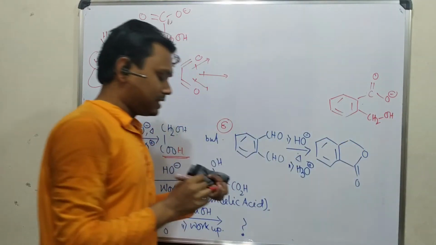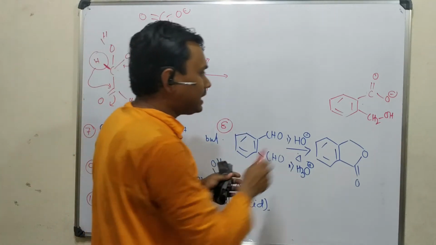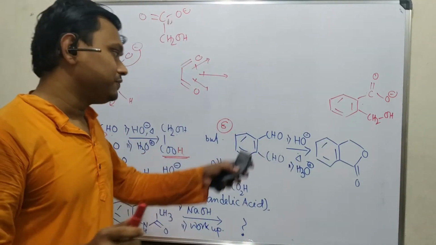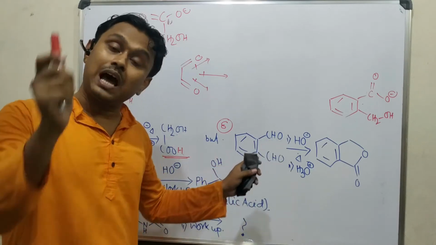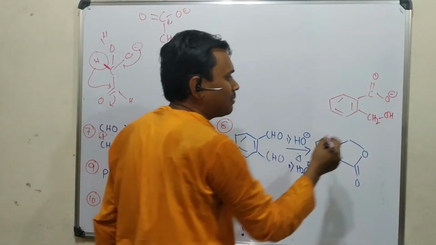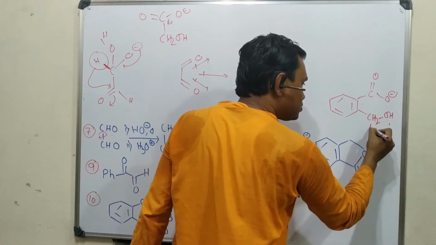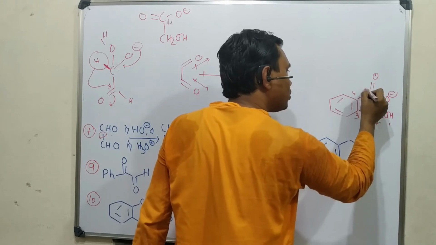Now the twist is that if you check this example, here it is locked due to the ring. Previously there was a disadvantage of the dipole, now there is another advantage because of the cis orientation. So what can happen? If you check the numbering, this is 1, this is 2, this is 3, this is 4, this is 5.